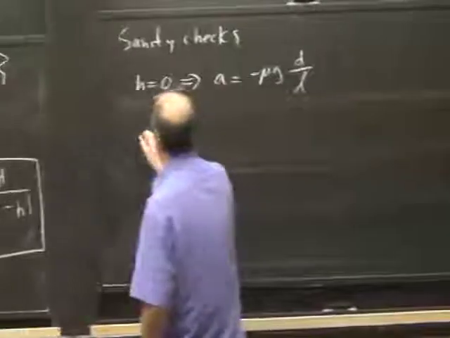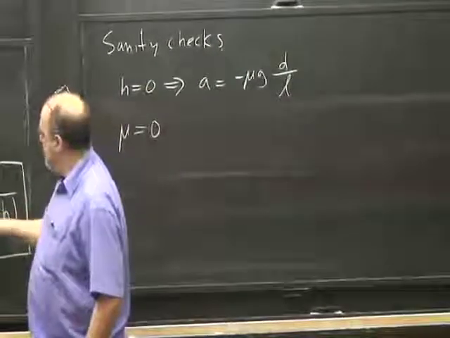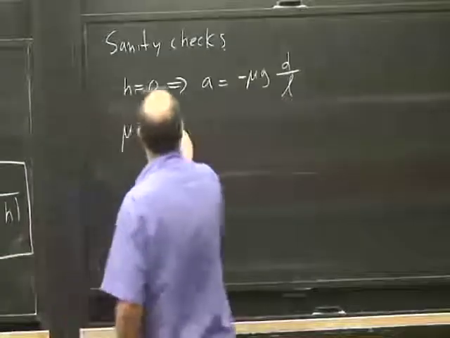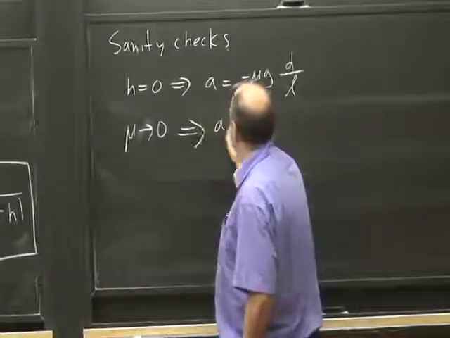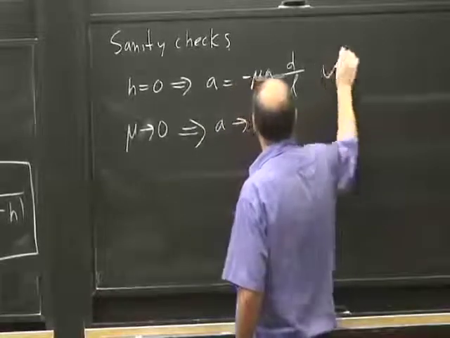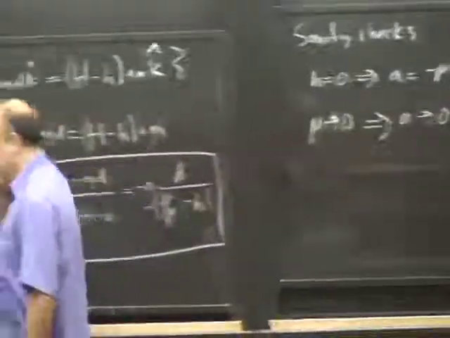What else can we check? When mu goes to 0, this quantity goes to infinity. So this, I really shouldn't put equals 0, but goes to 0. We have A goes to 0. So that seems like a reasonable result as well.